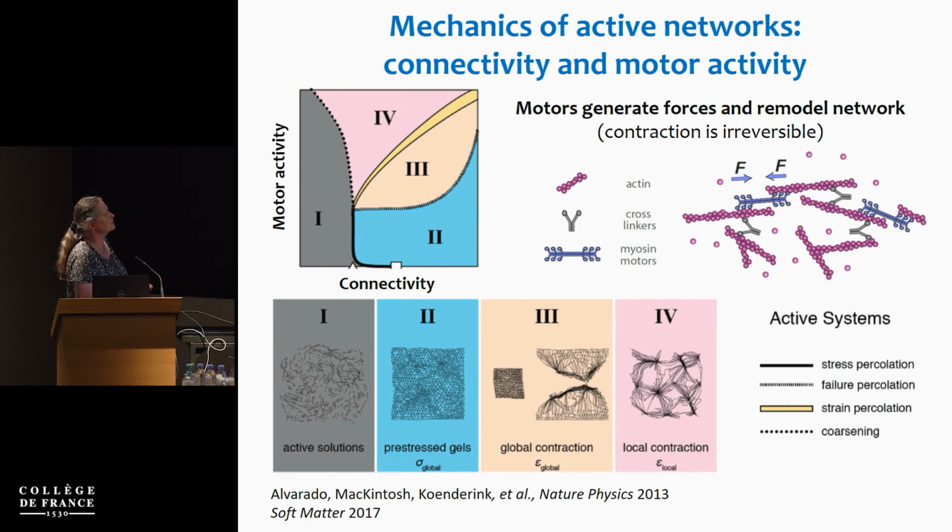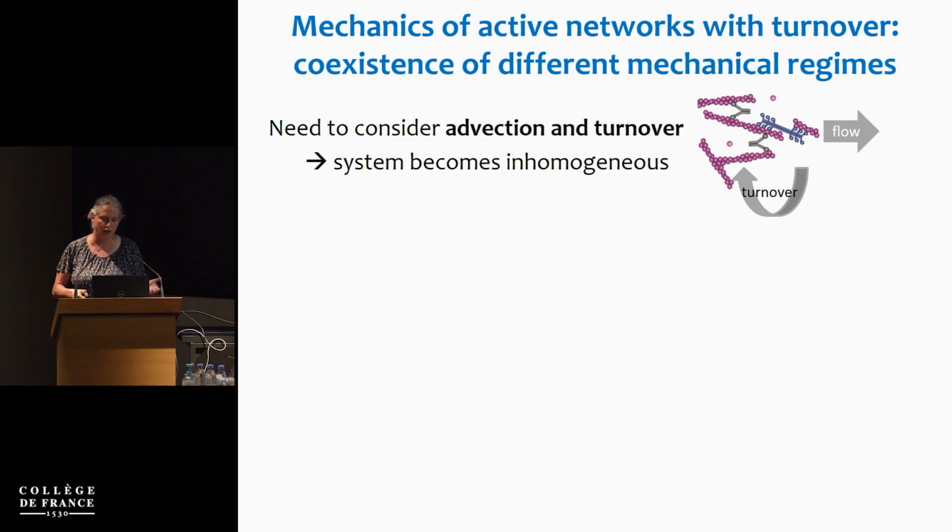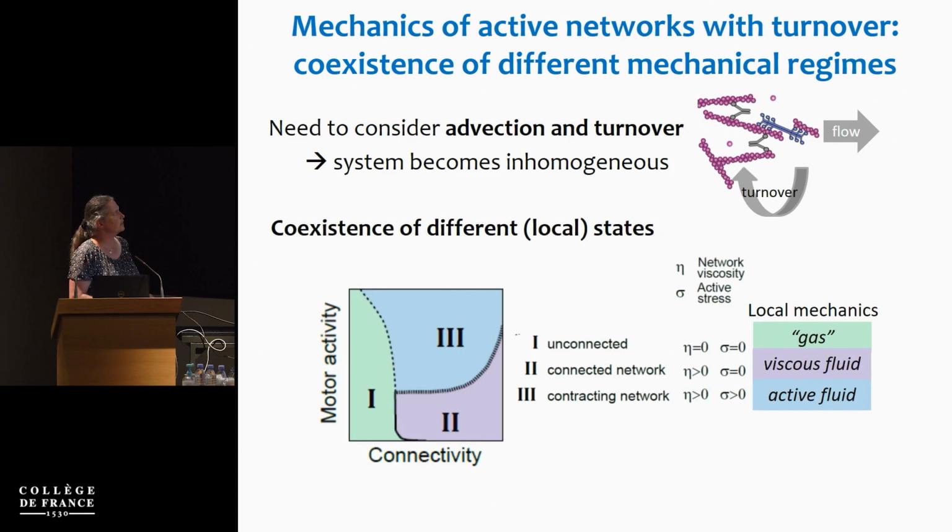Now here you're thinking of the state diagram of the system, thinking of it as a homogeneous system which exhibits one of these states. But now, if we think of the system with turnover, and we have these continuous advections, you actually have to think about how the flow and turnover influence the density. And in particular, as you saw, the system becomes inhomogeneous. So there are different densities. So now, rather than thinking of the system as being in a state, we have to think of the system as spanning different states. So there will be coexistence of different local states in the system.